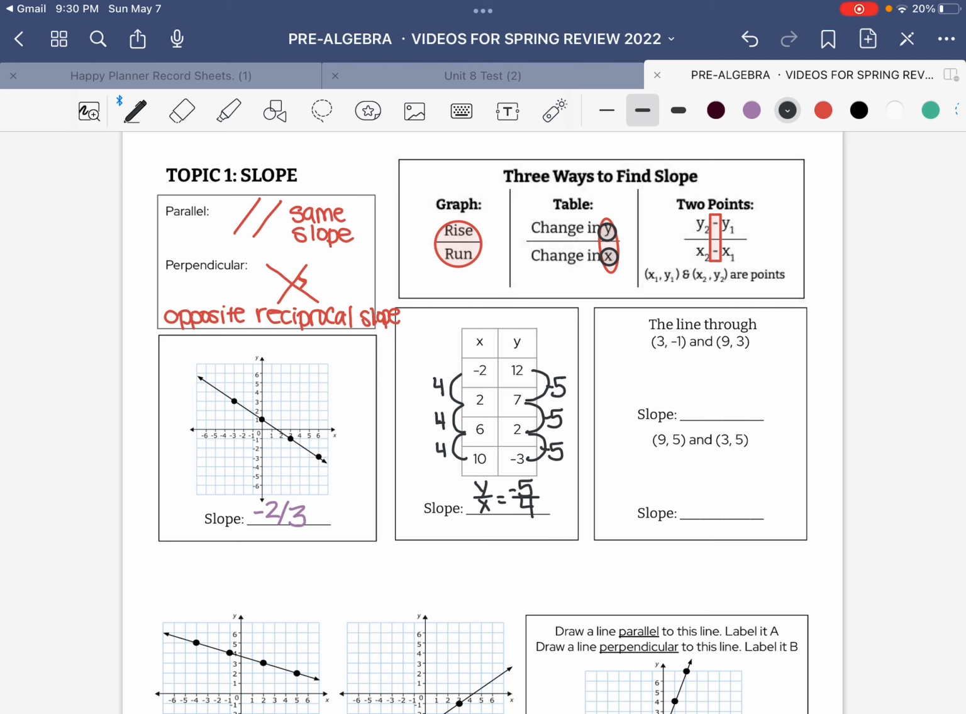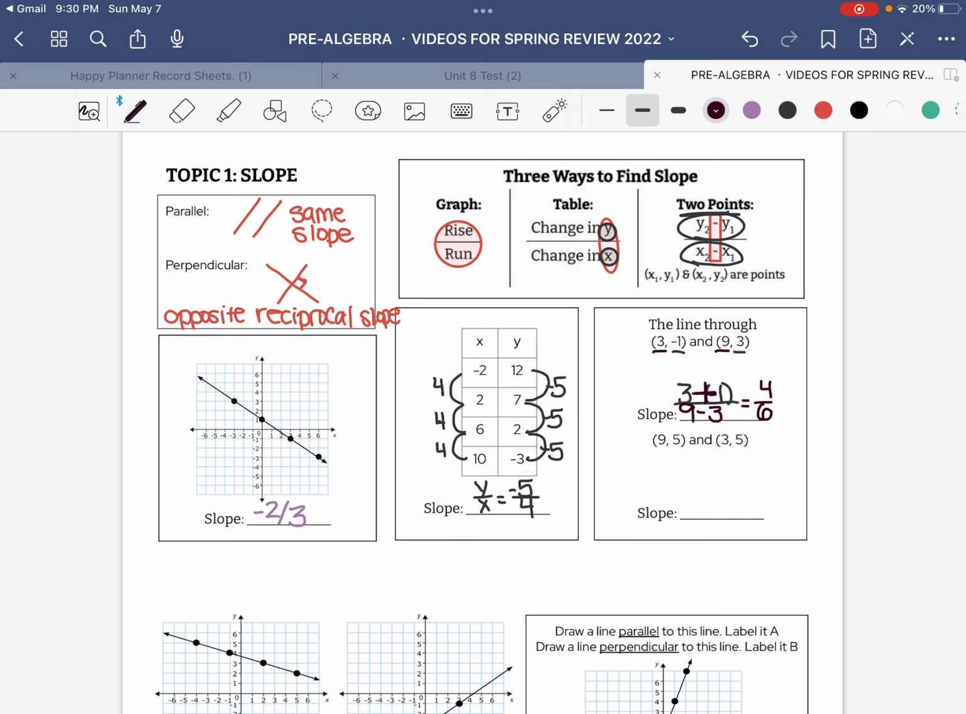And then the third one gives us 2 points. What we have to do is this third one, where we subtract the y values on top and we subtract the x values on the bottom. So on the top, the 2 y values would be 3 and -1. So 3 minus -1. And on bottom, our x's are 9 and 3. So 9 minus 3. Now be careful on the top because when you subtract a negative, that adds 3 plus 1, which makes 4. And on the bottom, 9 minus 3 is 6.